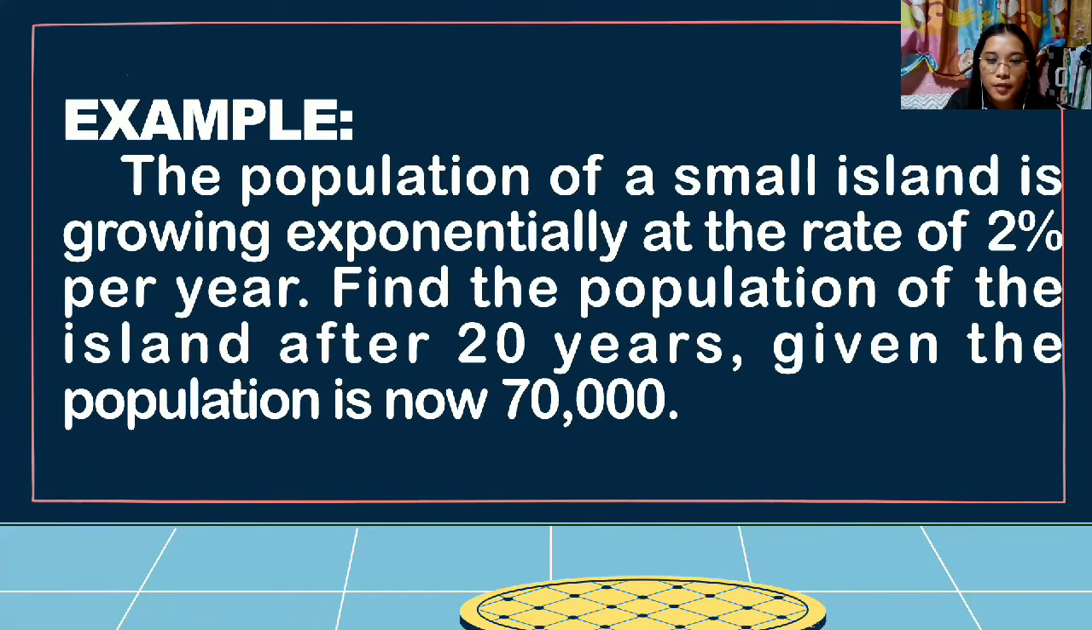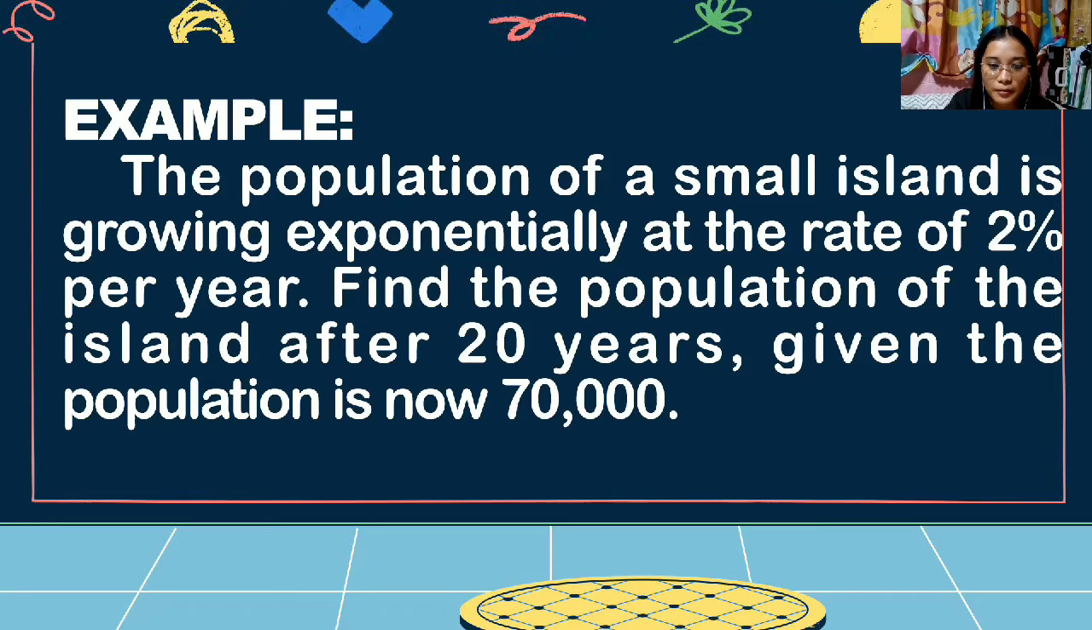Let's have an example. The population of a small island is growing exponentially at the rate of 2% per year. Find the population of the island after 20 years, given the population is now 70,000. This problem is an example of exponential growth. It is because of the keyword growing.